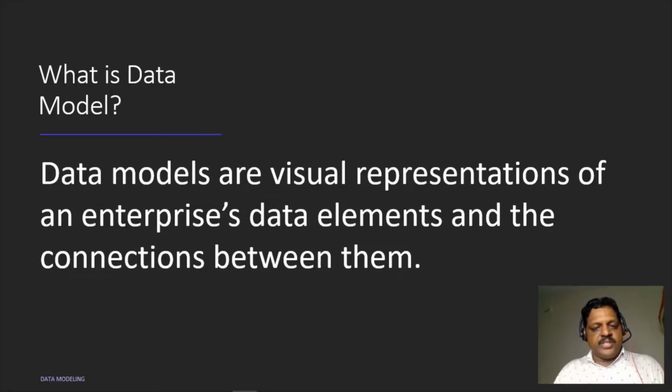Data models are visual representations of an enterprise data elements and the connections between them. So we need to understand that data models are visual representations of an enterprise data elements. So the key is enterprise data elements and connections between them. Okay. So the connections and the data and the visual representation. So that is the data model.